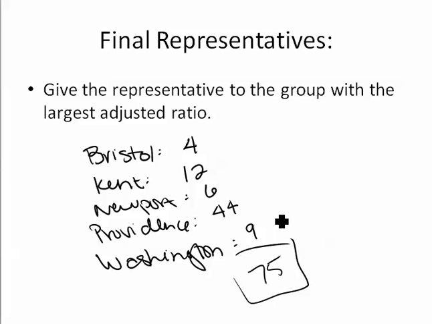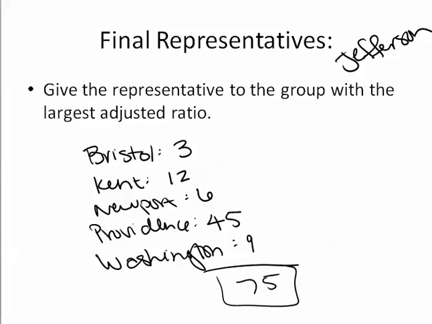The key here is to look at what we assigned for the Webster method versus what we assigned for the Jefferson method. You'll notice here that Providence only had 44 representatives. If you look back at the Jefferson method, you'll notice that Providence had 45 representatives, where Bristol only had 3. So often what's going to happen is that you'll have different amounts of representatives between Jefferson and Webster. It's not always the case, but it's very possible that these two methods will give you different apportionment answers.